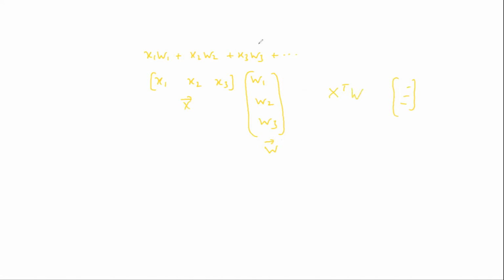So you see, instead of this expanded form, the vector representation is X transpose W. You take the transpose of X and multiply it with W, where X and W are vectors of the same dimension. So what is this? This is what we call the dot product of two vectors. In a dot product, you multiply the first element with the first, the second with the second, the third with the third, and so on, and then you add them together.